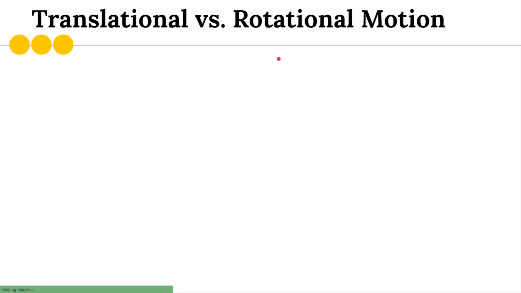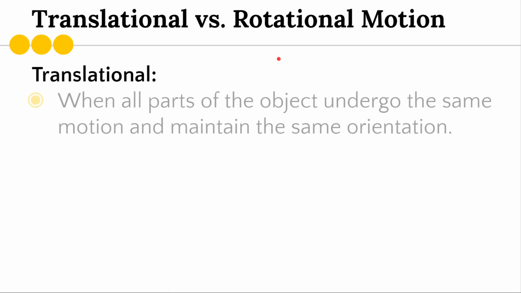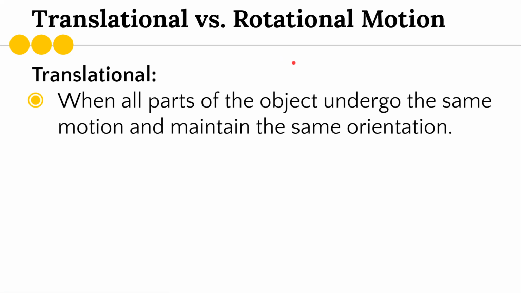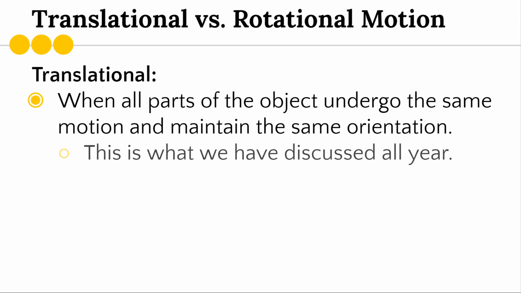All right, so translational versus rotational motion. All year long, we have been talking about translational motion. When we've discussed a box sliding across the floor or down a ramp or whatever random scenario I've given you, it's always been a discussion of translational motion, where we assume that all parts of the object undergo the same motion and it maintains the same orientation, and we're not taking into account any rotation. We're assuming there is no rotation. Okay, so this is what we've been talking about all year.